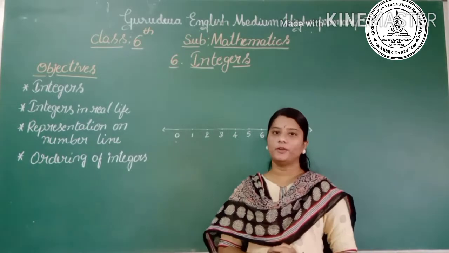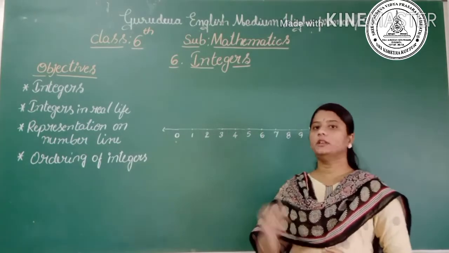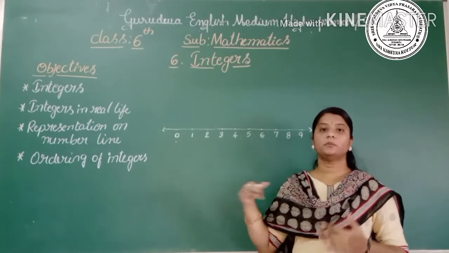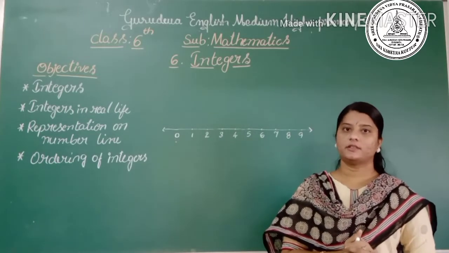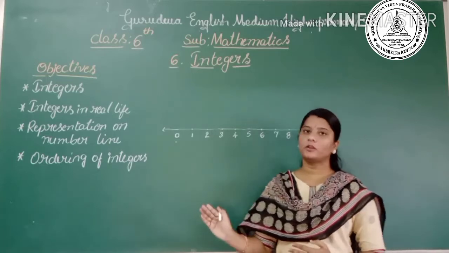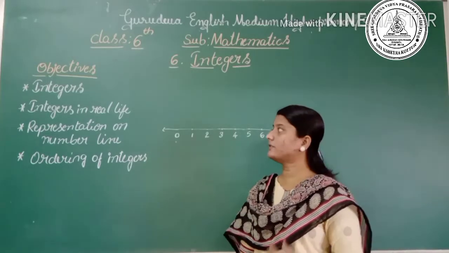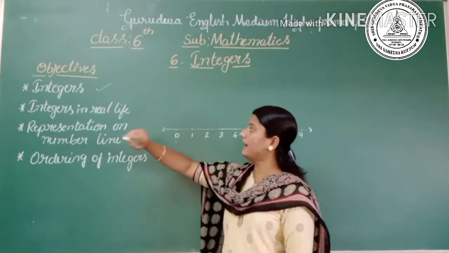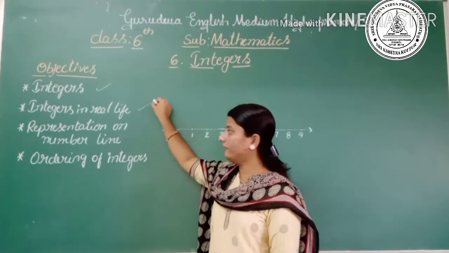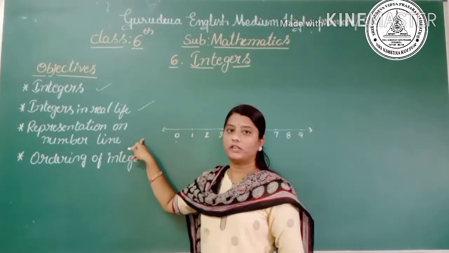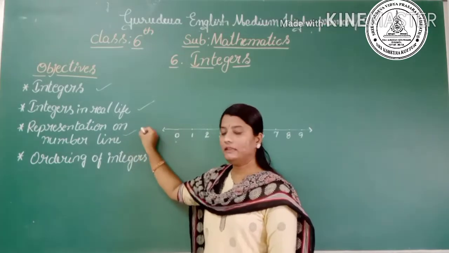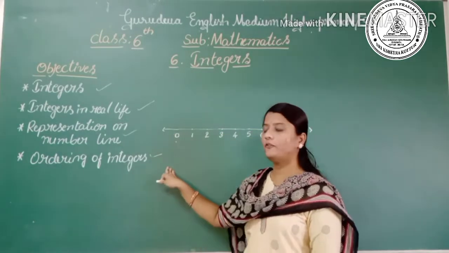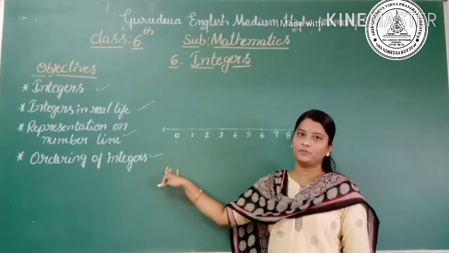In this class we are going to learn about the new chapter, integers. So in this lesson we are going to learn more about numbers. In this class we are going to learn the definition of integers, integers in real life, representation of integers on a number line, and ordering of integers. So these are the four points we will learn in this class.